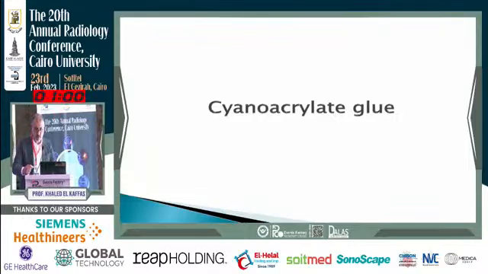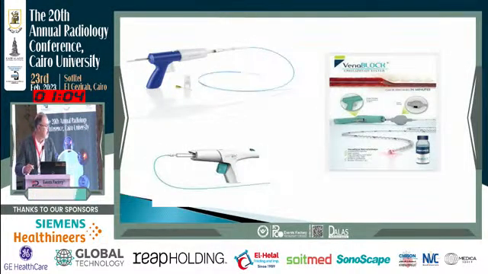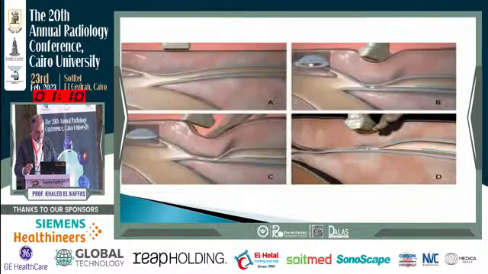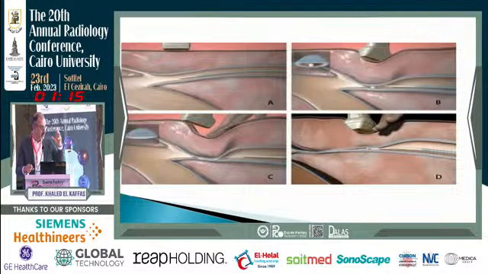Very recently, we now use glue. There are different providers of this glue: the American glue, VenaSeal, and the Turkish glues, Vinblock and Venex. We inject glue via a catheter in the saphenous vein, doing compression to seal the vein from inside. It's non-tumescent. It's a very easy procedure.